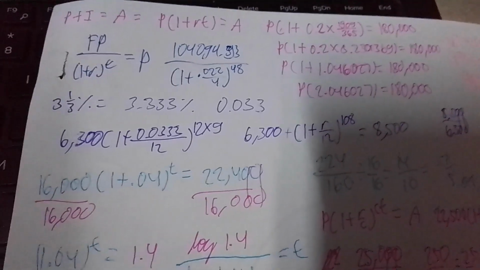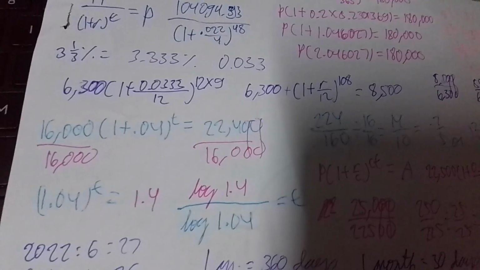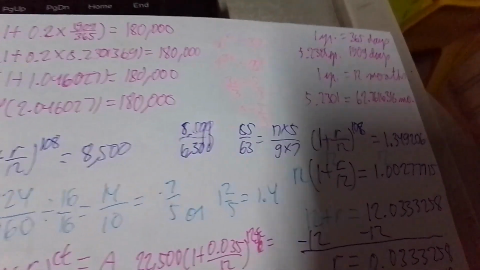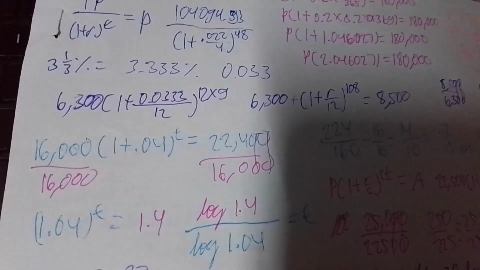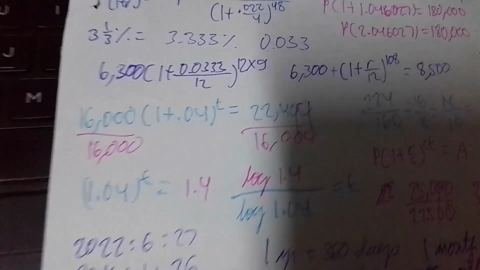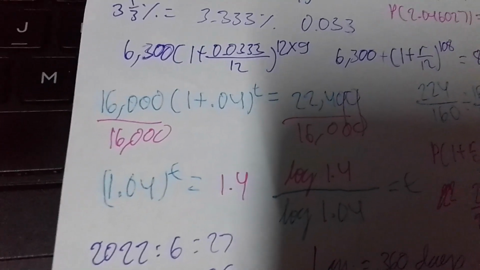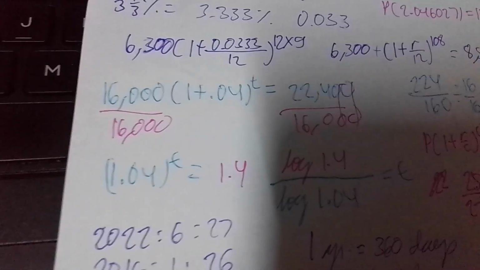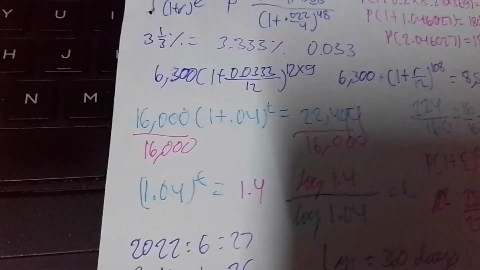Looking at my solution sheet, we do 22,400 divided by 16,000, and we get 1.4. So we're supposed to get 1.4. On the other hand, we simplify 1 plus 0.04, we get 1.04 raised to the t power equals 1.4. Now, what do we do? We take the log. Very good.